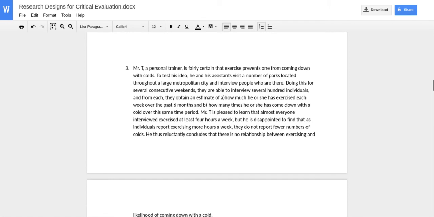Number 3, Mr. T. He pities the fool. He's a personal trainer. The T stands for trainer, apparently. Is fairly certain that exercise prevents one from coming down with colds. To test his idea, he and his assistants visit a number of parks located throughout a large metropolitan city, perhaps Los Angeles, and interview people who are there.